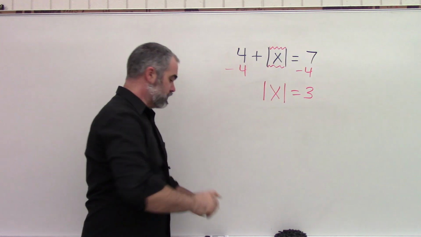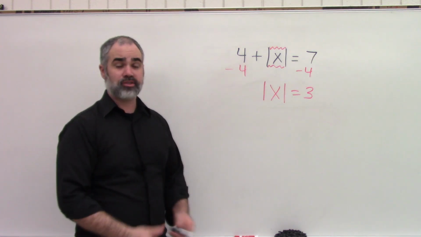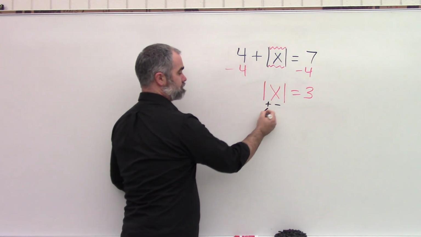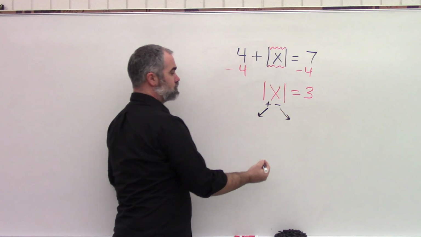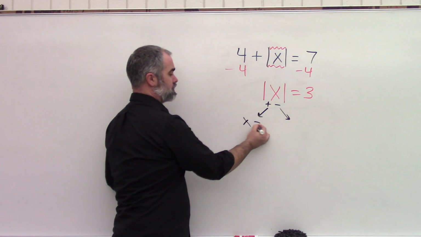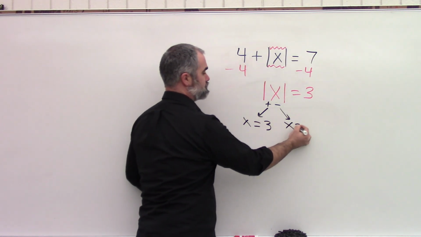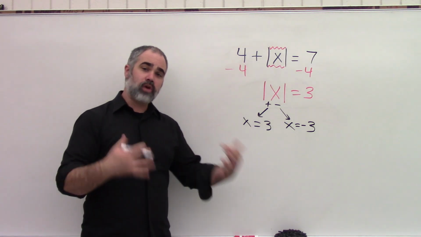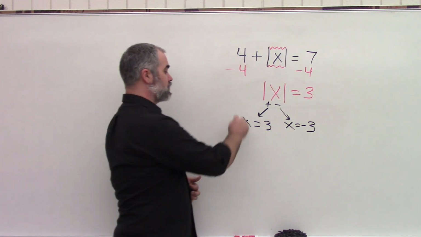And remember, there's 2 possible answers. X could have been positive 3 to begin with, or negative 3. There was 2 possible answers. X could be 3, or x could be negative 3. And you think of both answers. When you're writing your answers down for your teacher, make sure you include them both.